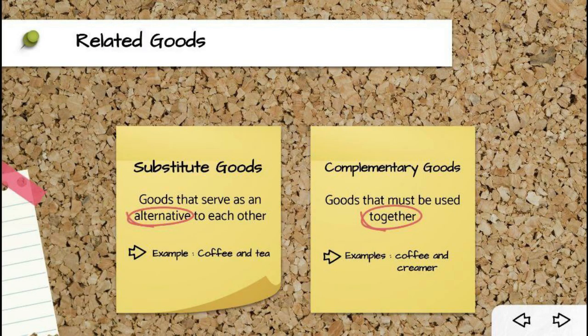Next, related goods. There are two types of related goods. First is substitute goods. Substitute goods are goods that serve as an alternative to each other, such as coffee and tea. Second, complementary goods. Complementary goods are goods that must be used together, like coffee and creamer.